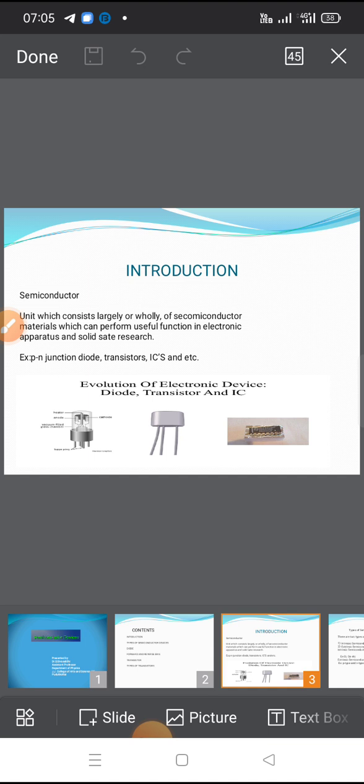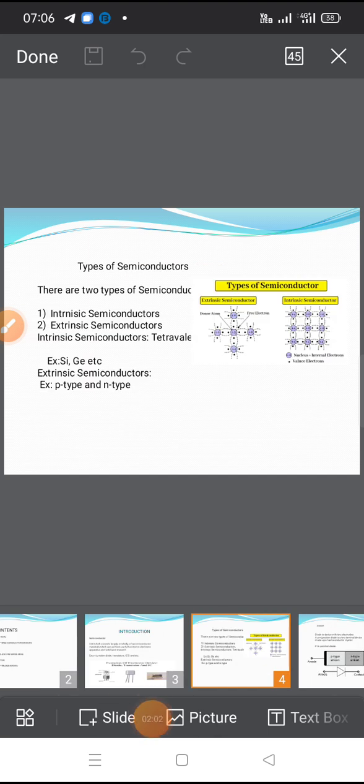Those materials whose resistivity lies between that of good conductors and insulators are called semiconductors, for example germanium, silicon, arsenic. The resistivity of a semiconductor is 10 × 10^-2 to 10 × 10^-3 ohm meter. Generally, semiconductors can be classified into two types: intrinsic or pure semiconductors, and extrinsic or impure semiconductors.